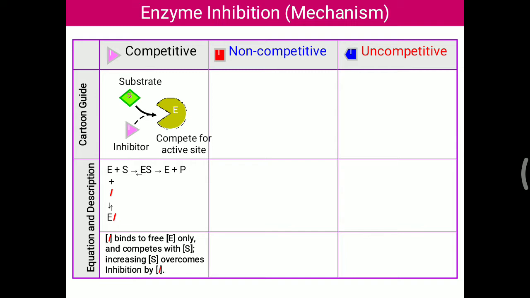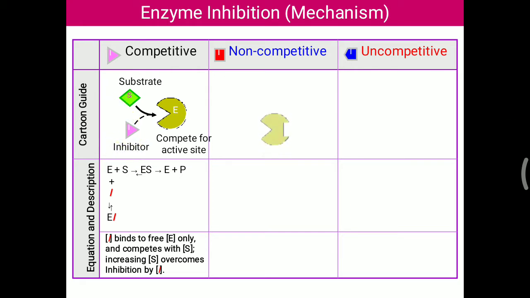Increasing substrate concentration overcomes the inhibition by the inhibitor. Simple. If there are equal numbers of substrate and inhibitor, then there are equal chances of the inhibitor attaching to the enzyme. But if you increase the substrate concentration to about 75 or 90 percent, then more substrate will attach to the enzyme and inhibitor attachment will be less. So if you increase the substrate concentration, this inhibition will definitely decrease.